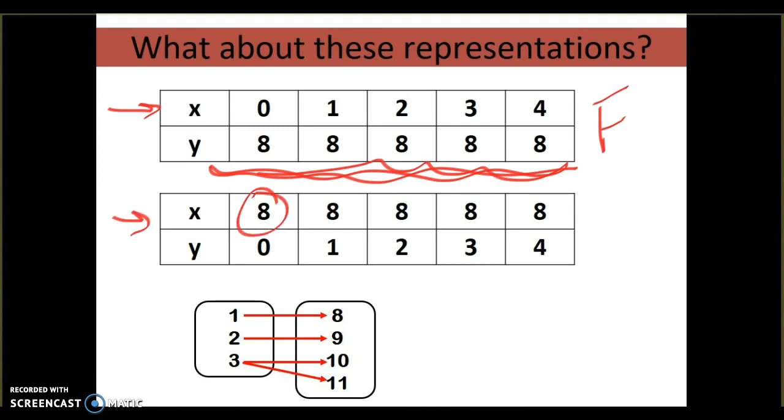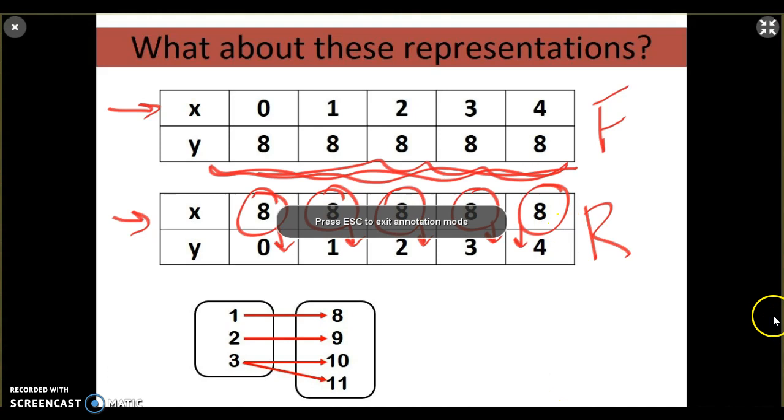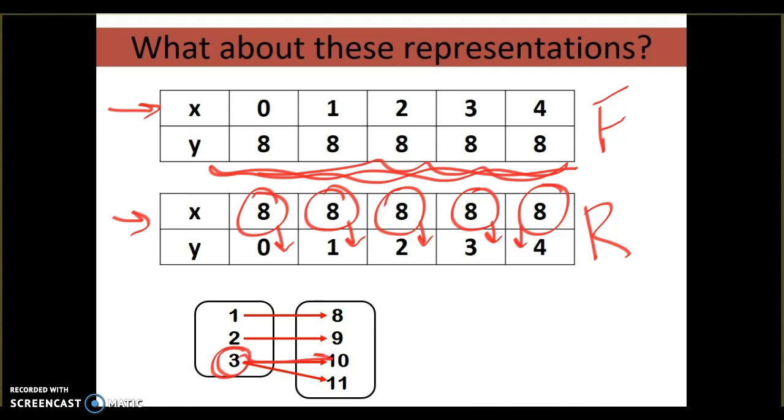Take a look at our next example. Here I have an input of 8 and 8 and 8 and 8 and 8. All of that is the same number, and if I look, my outputs are all different. So this is going to be considered a relation because every input does not have exactly one output. Looking at our mapping diagram here, you're going to follow the arrows. So 1 goes to 8, an input of 2 has an output of 9, an input of 3 has an output of 10 and 11. So because 3 has an output of 10 and an output of 11, this is a relation.